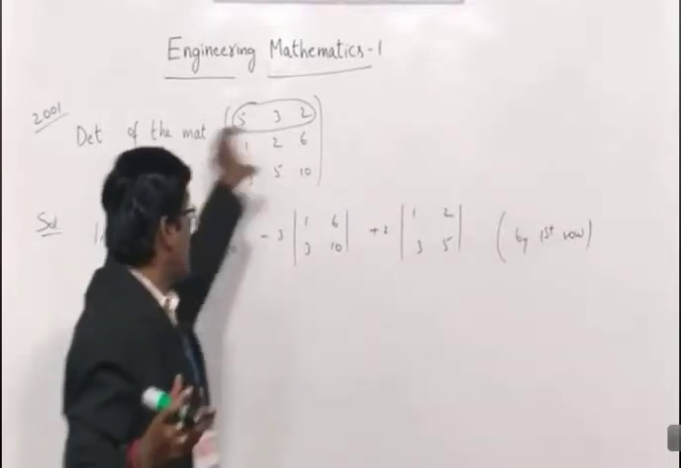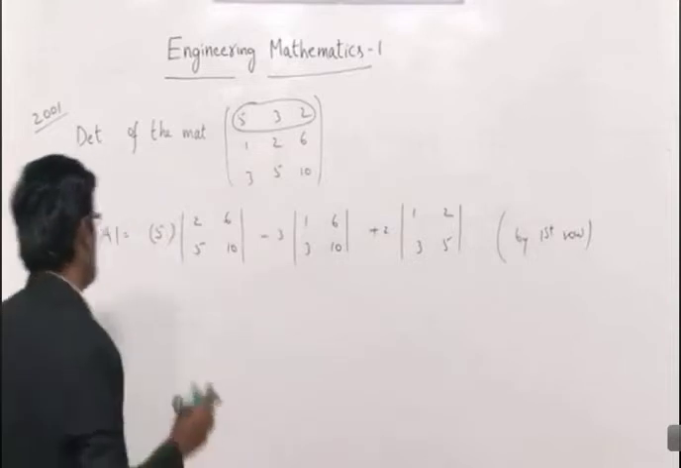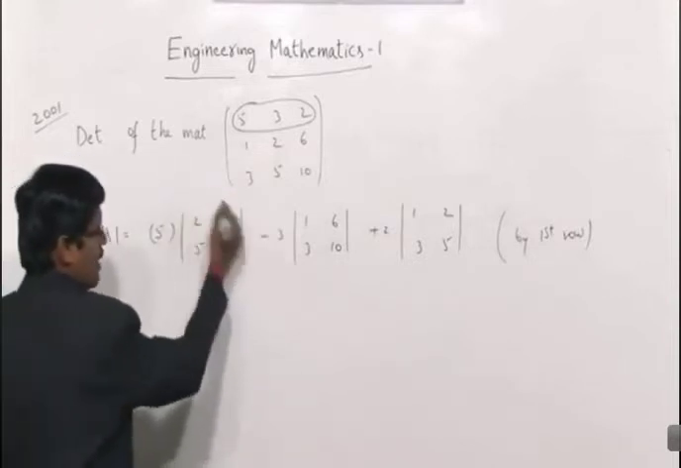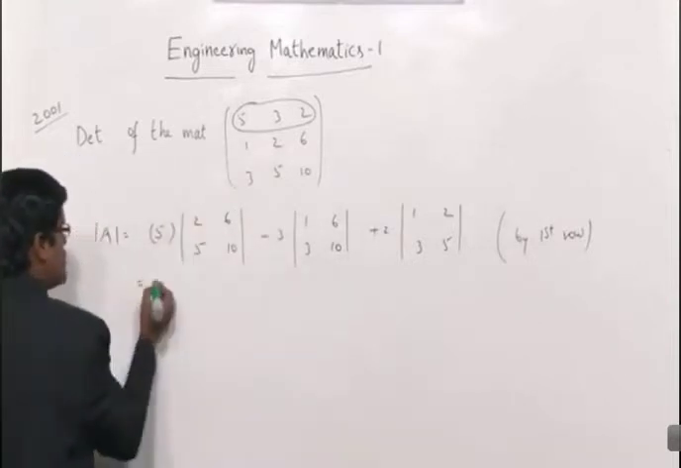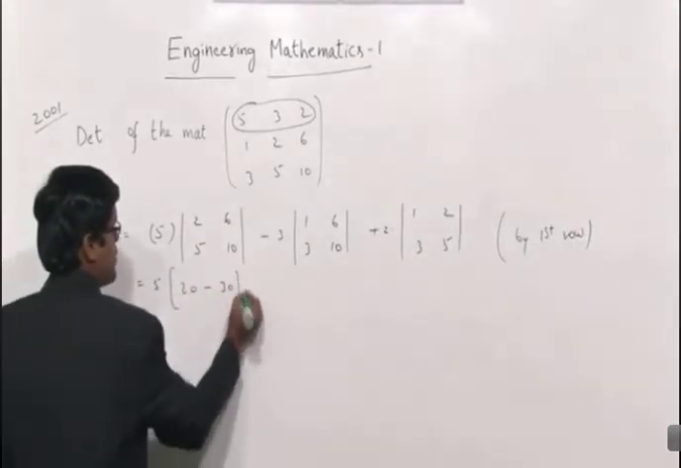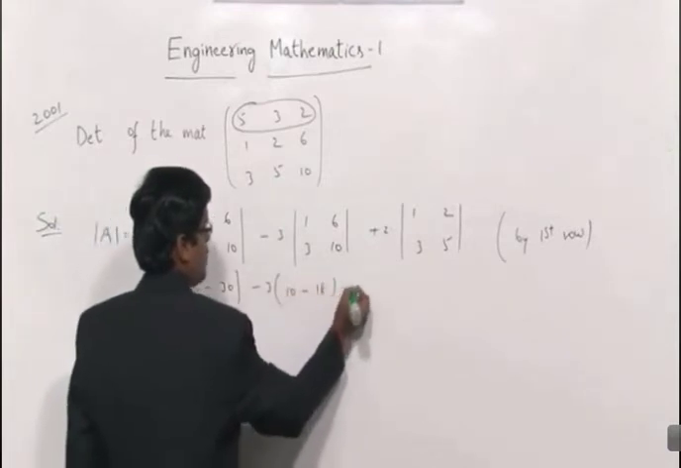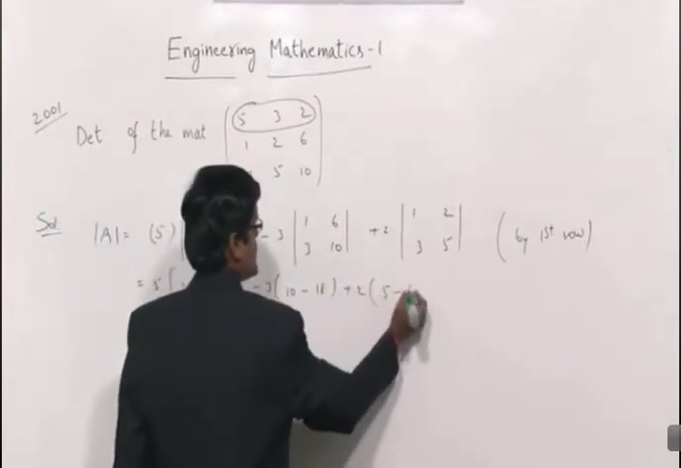Similarly, at home you check expanding by any column. See whether the answer is the same or not. Now you know the procedure of determinant: a, b, c, d gives ad minus bc. That is 5 into 20 minus 30, minus 3 into 10 minus 18, plus 2 into 5 minus 6.